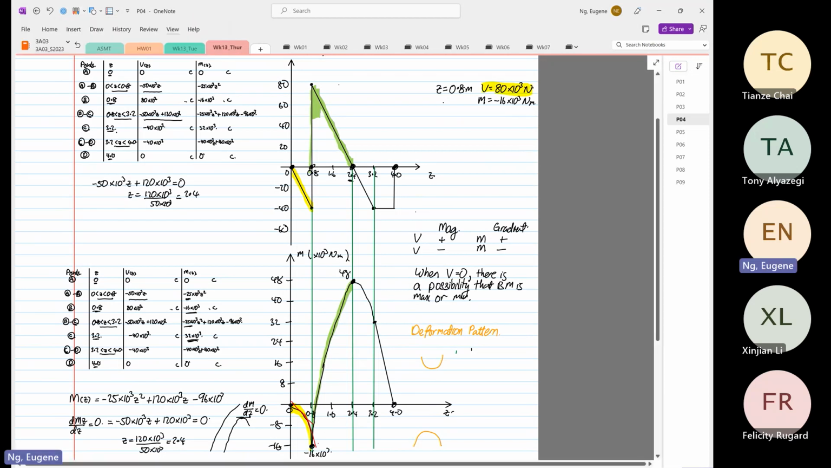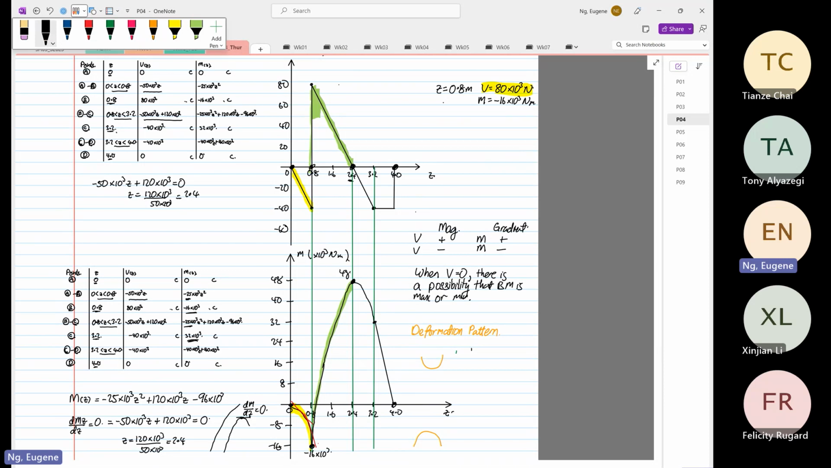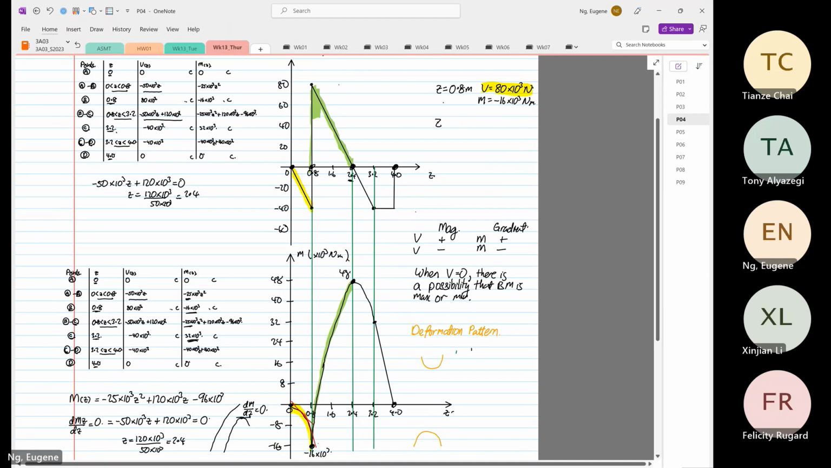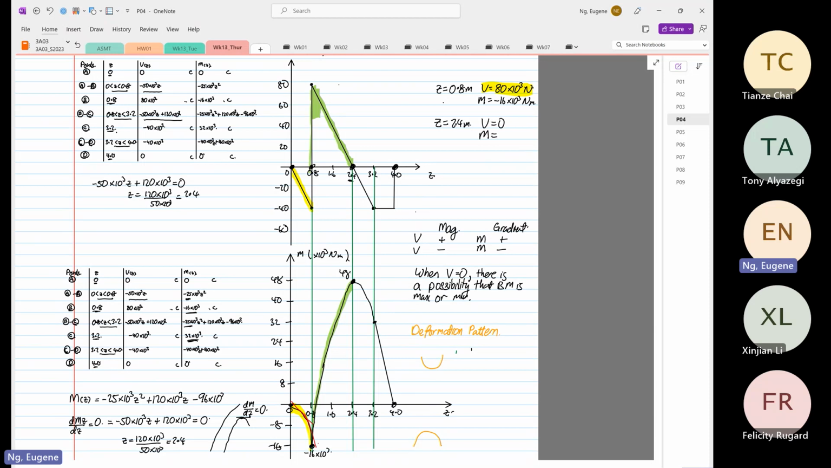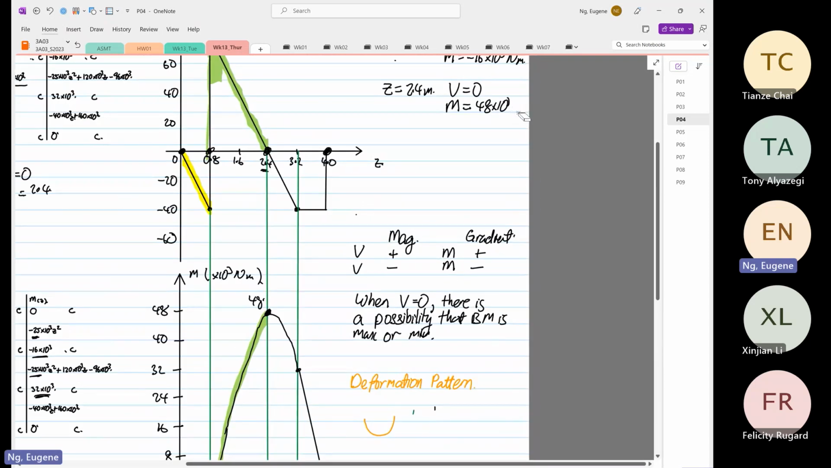Then the next point that I would like to choose is z at 2.4. Why do I select z equal to 2.4? Because V is equal to 0, but my moment is at its maximum of 48 times 10 to the power 3 Newton meter.